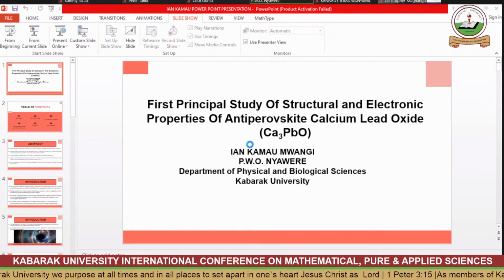All protocol observed. I'm Ian Kamau, and today we will be looking at a first principle study of structural and electronic property of antiperovskite calcium hydroxide. My supervisor is Dr. Philip Nyawere. So that is the table of contents. I will be starting at the abstract, introduction, literature review, research design and methodology. Then we'll go to the results and later the references.